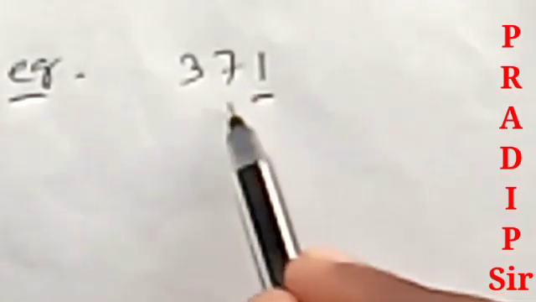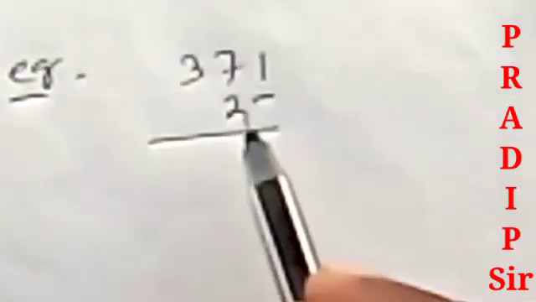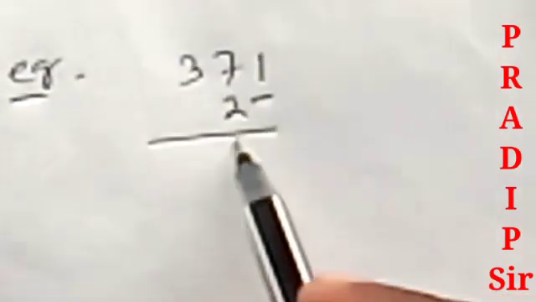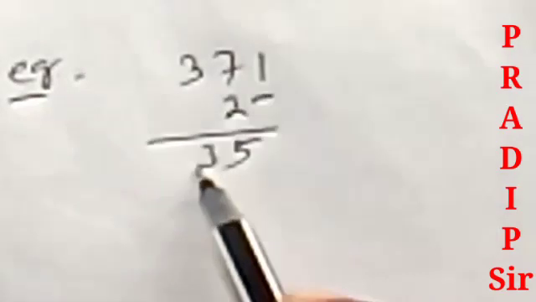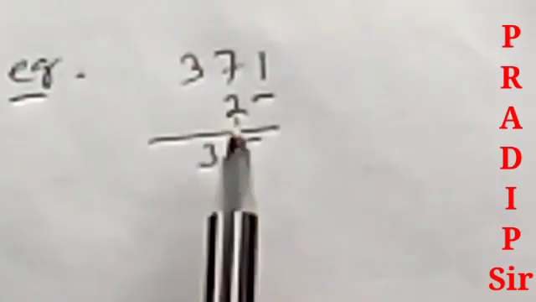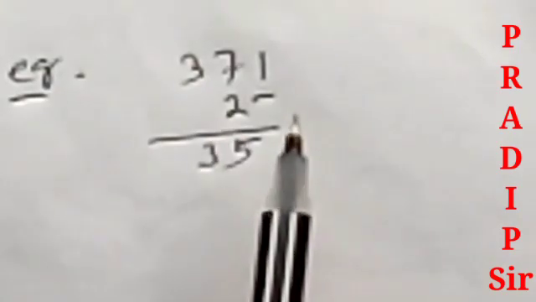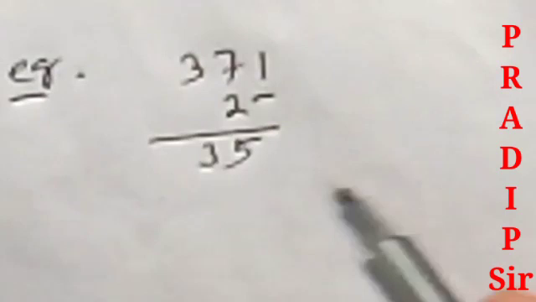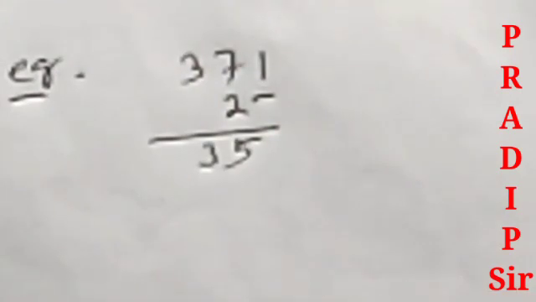So if we subtract 2 here, 7 minus 2 is 5, and we get 35. As we know, this 35 is divisible by 7. So the number 371 is divisible by 7. But if we continue the same process, I want to show you how the process can be verified.